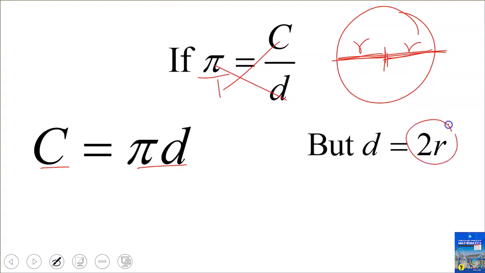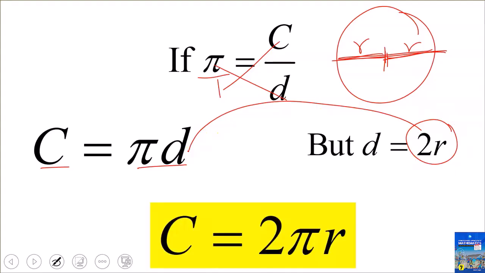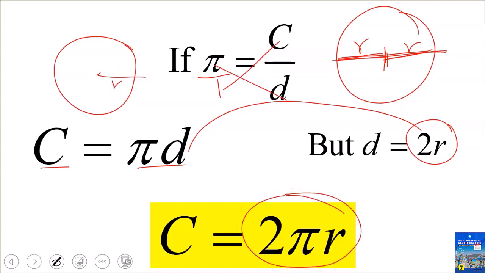So if I substitute this into d, then I can write c is equal to 2 pi r, which means if I want to know the circumference of a circle and I know the radius of that circle, I can use this relationship to find the circumference of that circle. If I want half of it, then I divide everything here by 2. So this is how we find the circumference of a circle using the constant pi when r is given.